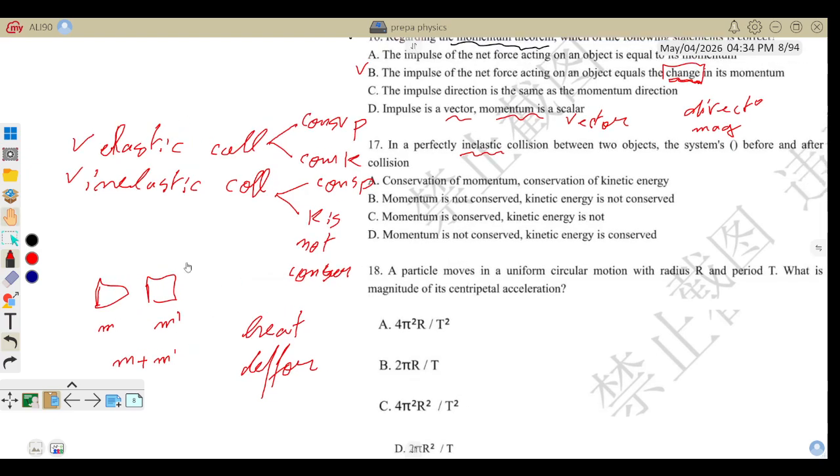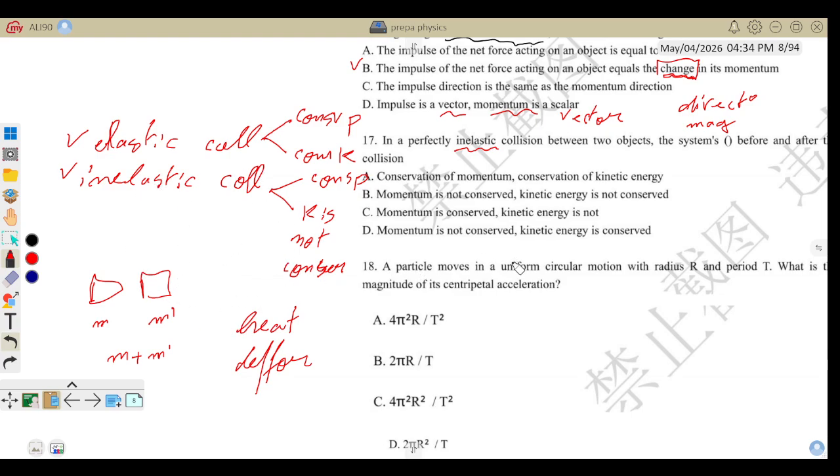So after all we have seen here, we can choose: momentum is conserved, kinetic energy is not conserved. C would be the correct answer here, because it is inelastic. If it was elastic, the kinetic energy would be conserved as well.